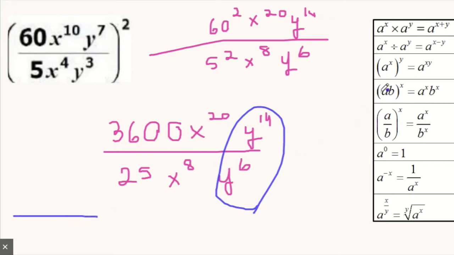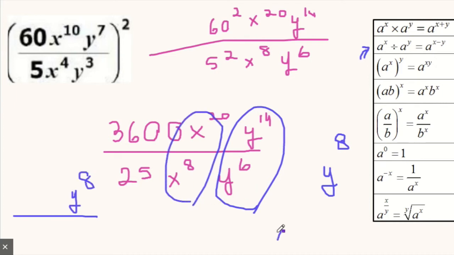Using the division rule right here, we know that we keep the base the same and do 14 minus 6, which is 8. So let's put that on the top. And then let's do the x's. x to the 20th divided by x to the 8th power is going to be x to the 20 minus 8, which is 12.